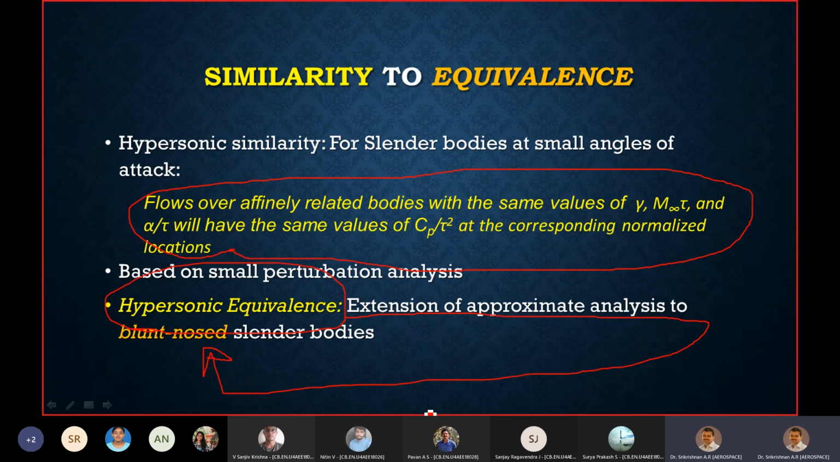We are now going to see whether we can carry forward the same equations and have some other methods of solution where you have blunt nosed slender bodies. Slender, they have to be still, but the nose can be blunt. What do we mean by blunt nosed slender bodies?